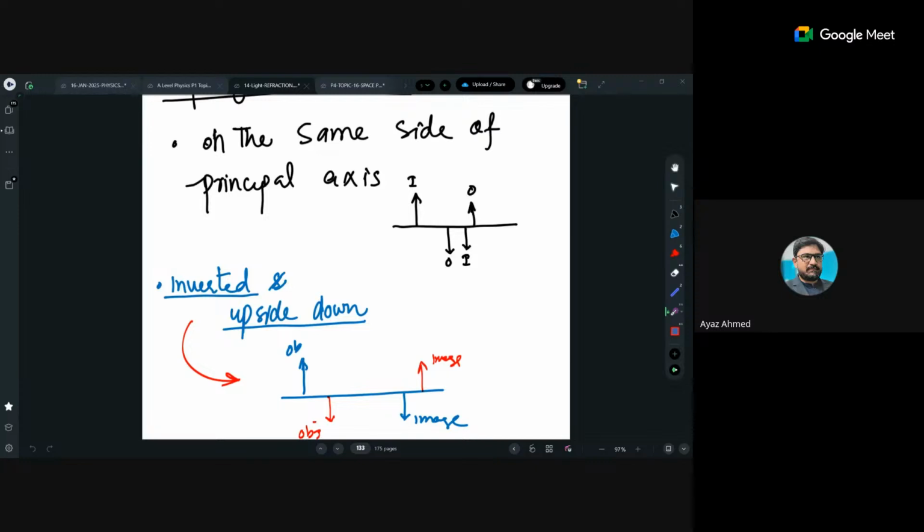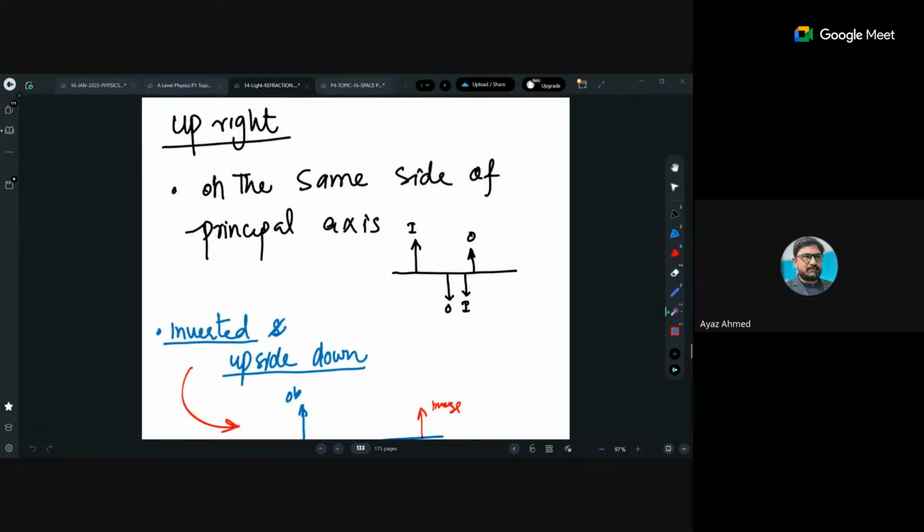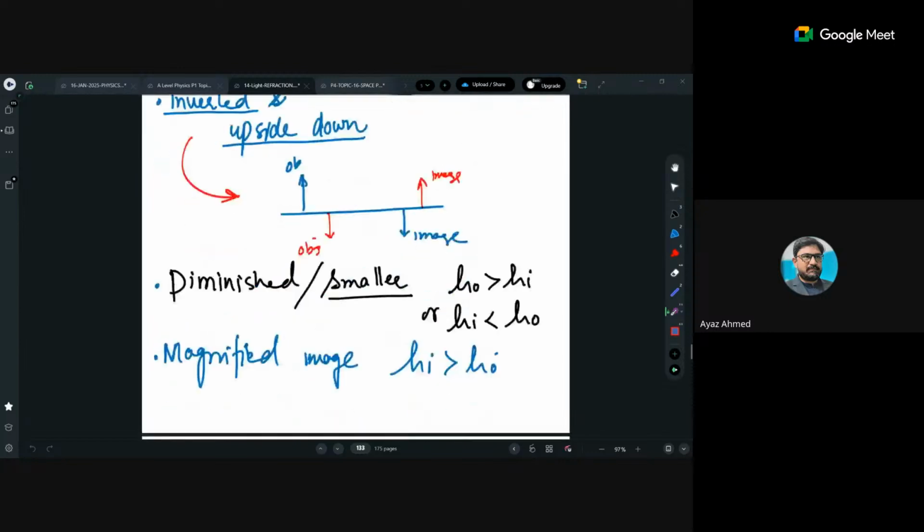So this is one of the conditions to identify an upright image. Sorry, I take my words back. It is upright, not real. Then inverted means when the object is above, the image is below, or the object is below, the image is above. So they are inverse, I mean above and below. And upright means object and image are either both below or both above.